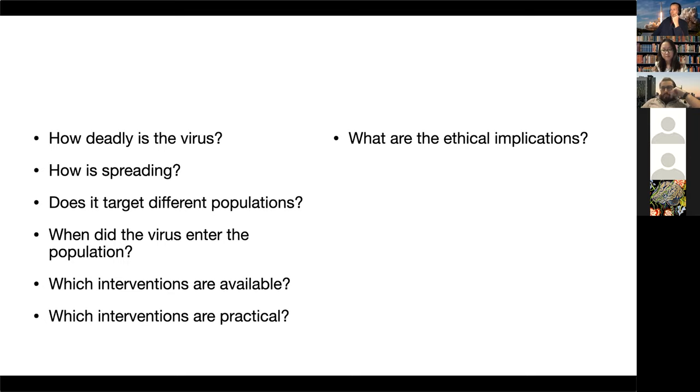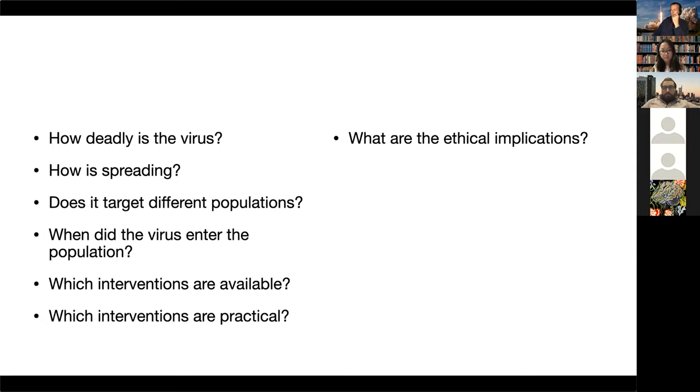The way you treat a response to the virus, and historically this is the way it happened with COVID, is based on much broader, much more intuitive metrics. And the first question would be, how deadly is the virus? This turns out to be a remarkably difficult question to address because we need to estimate one of the things that is difficult to observe. So we'll talk about that a little bit. How is the virus spreading? Does it target different populations? And when it does target different populations, what does it do to them?